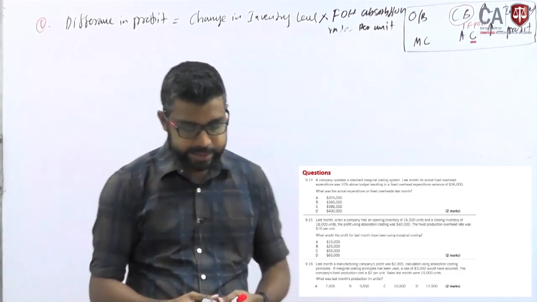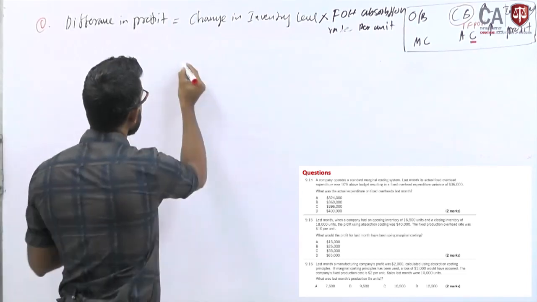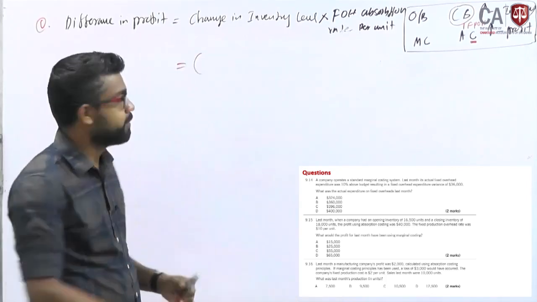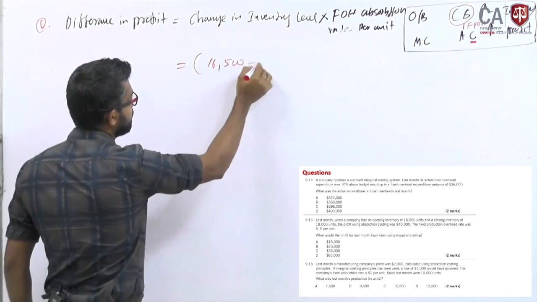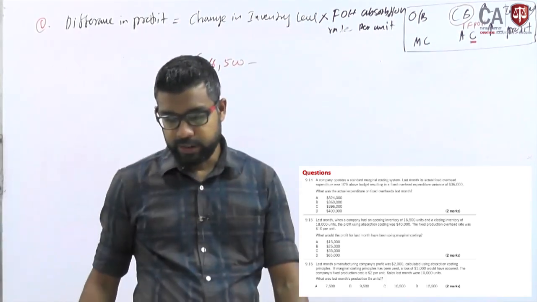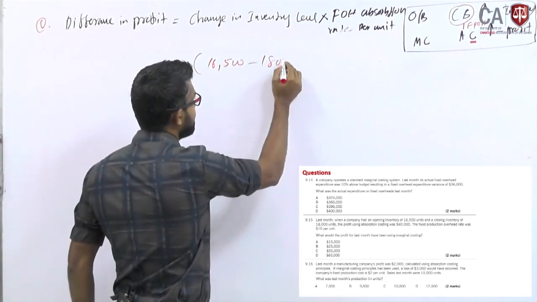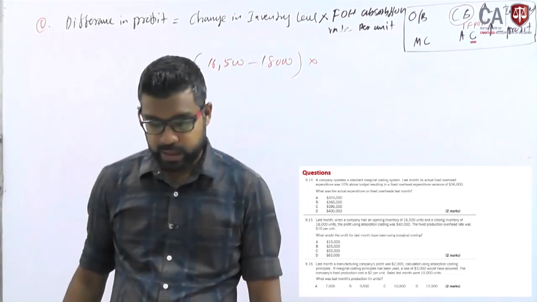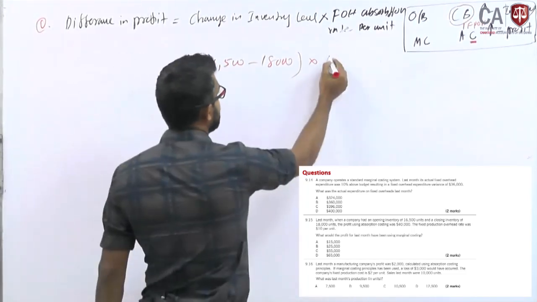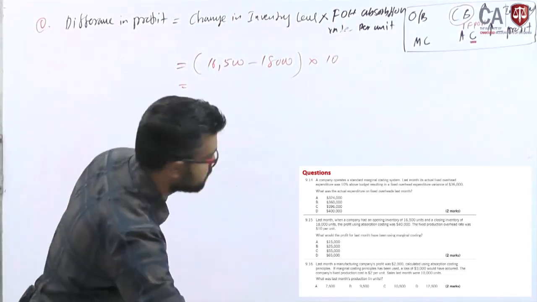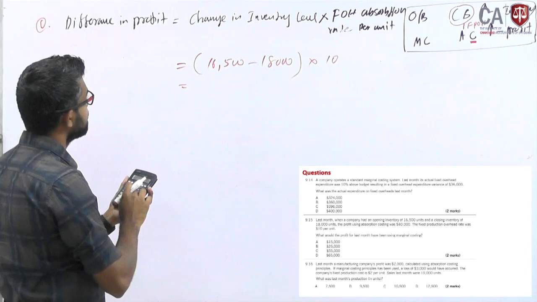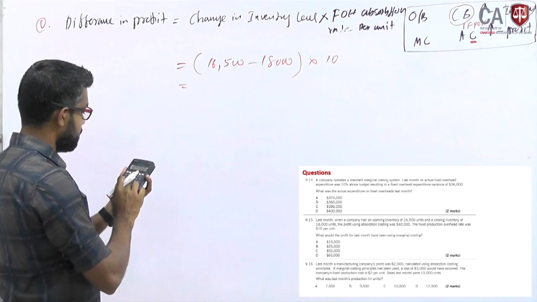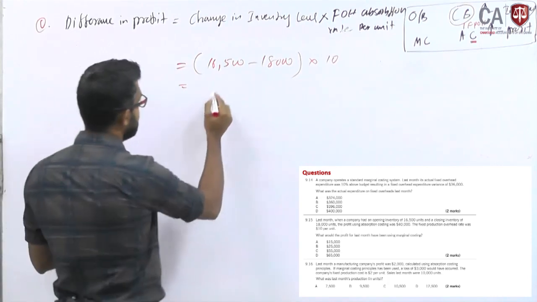Increase in activity level, how much? Opening 16,500, closing inventory 18,000. This has been increased, which means absorption profit should be higher, right? Absorption rate 10%. What's the change in profit? $15,000.